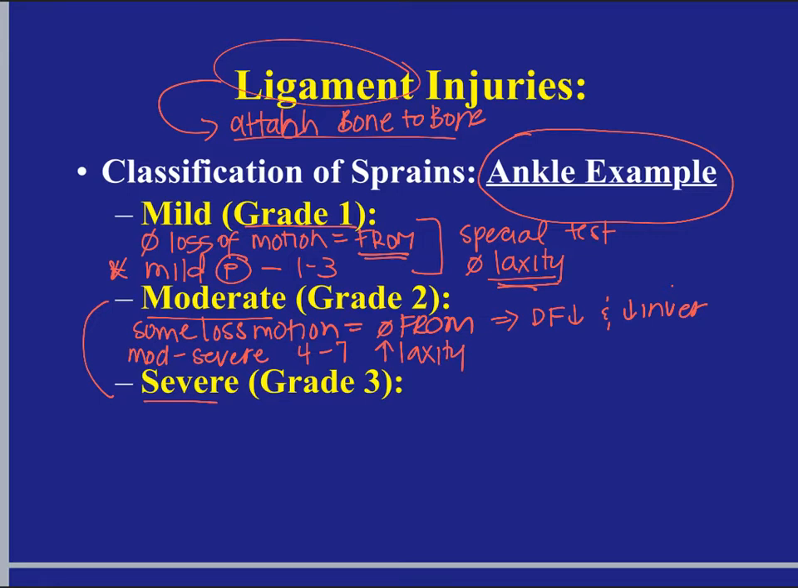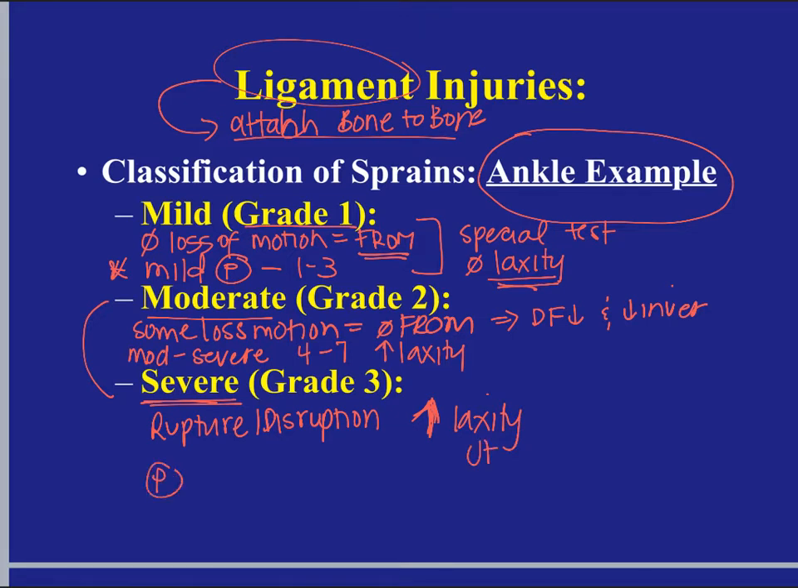Last but not least is a severe or grade 3 ligamentous injury. Most often this is going to be associated with a ligamentous rupture or just complete disruption of the ligament and its ability to hold the two bones together. So you usually get a rupture or a massive amount of laxity, so increased laxity at the joint, so much so that you basically have joint dysfunction.